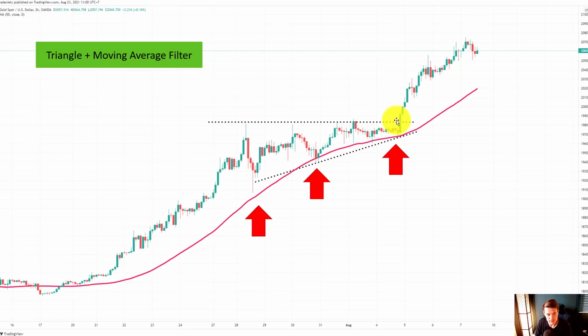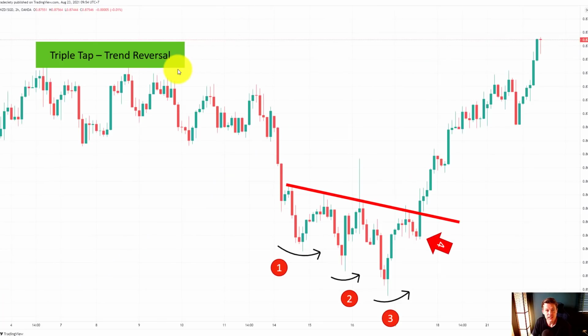Let's talk about triple taps, and they are always one of the most favorite patterns of you whenever I do a YouTube video. So I previously just briefly explained what triple taps are. A triple tap is a trend reversal pattern, and a triple tap is 3 consecutive lower lows, and each subsequent lower low is showing you more weakness.